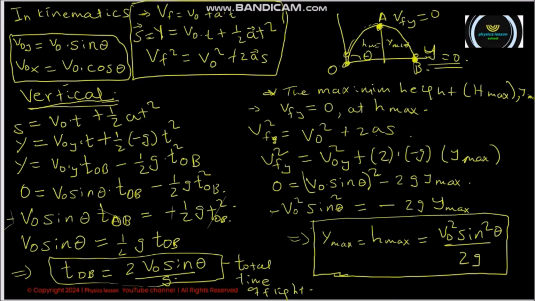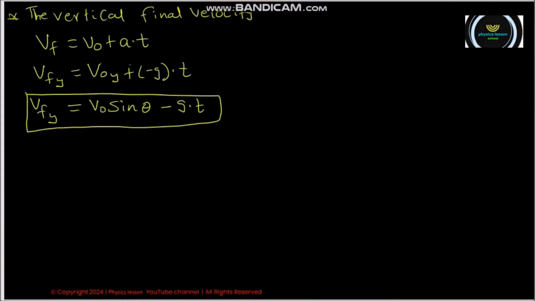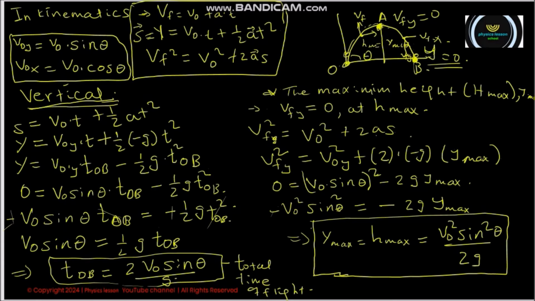This is the final velocity across the y. For example, at this point we have vertical and the horizontal. Here we have V final. Again at this point we have V final across the y. This is V final across the x. So we calculate with this formula. This is the maximum height, this is the total time of flight. Don't forget. All right, let's continue.